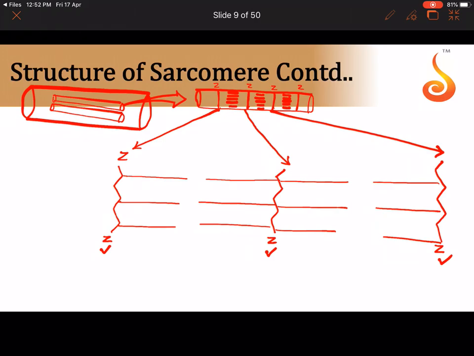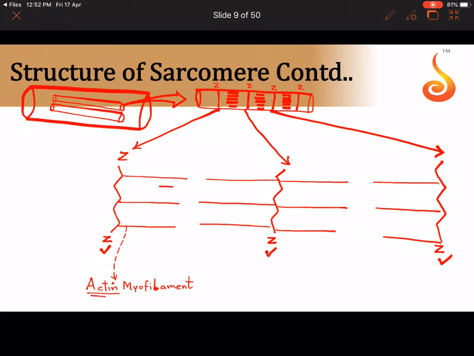These protein filaments, which are very very thin and which extend from the Z line towards the center, are referred to as the actin myofilaments. They are called myofilaments. The tubes were called myofibrils. Now these are referred to as the myofilaments. So actin myofilaments are made up of a protein referred to as actin.